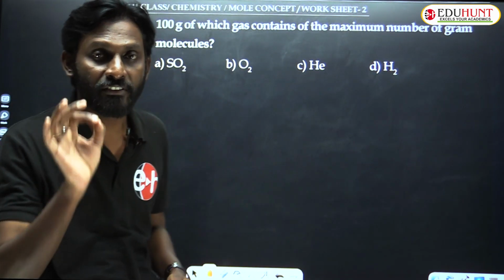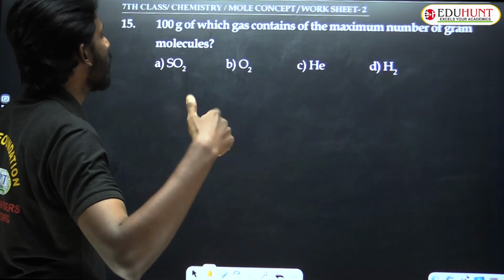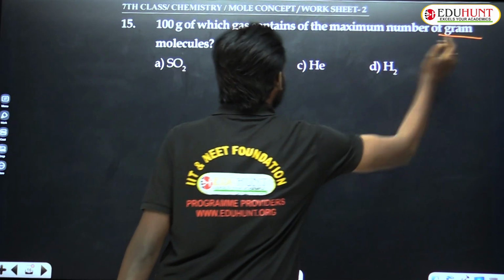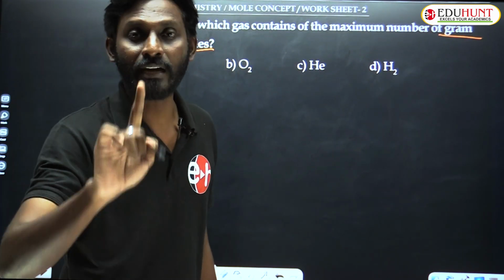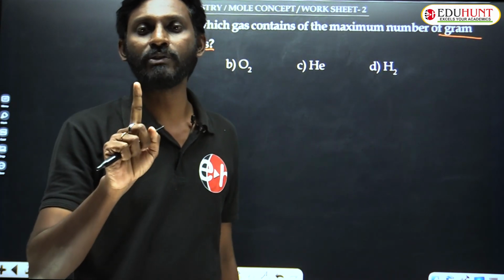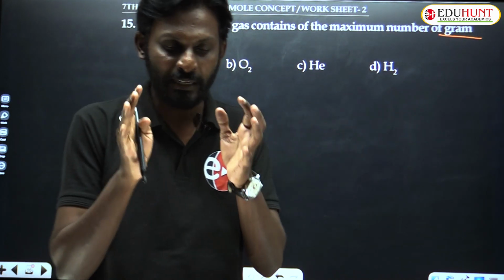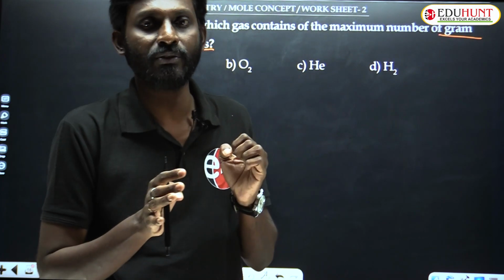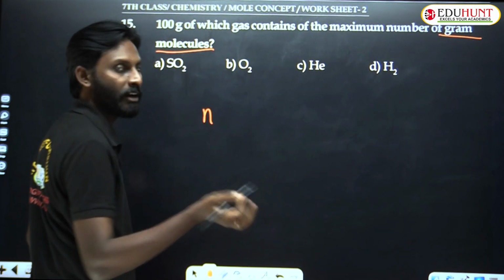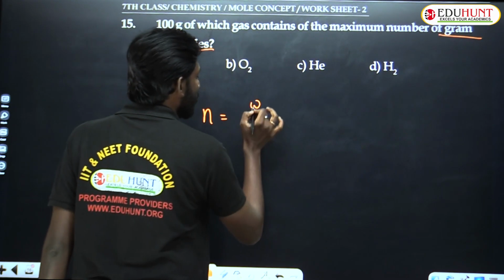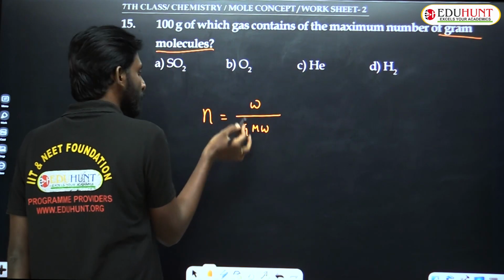Moving towards question number 15. 100 grams of which gas contains maximum number of gram molecules? Gram molecule means 1 mole, 2 gram molecule means 2 mole. So please complete watching the theory video, then only you will get clarity. So first of all, they are asking number of moles only. So number of moles is equal to weight in grams upon gram molecular weight.